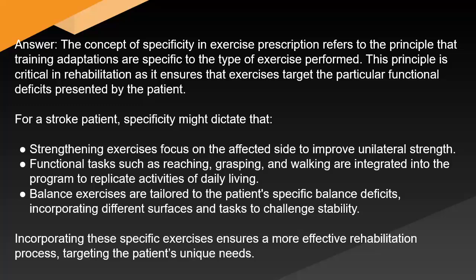by the patient. For a stroke patient, specificity might dictate that strengthening exercises focus on the affected side to improve unilateral strength. Functional tasks such as reaching, grasping, and walking are integrated into the program to replicate activities of daily living. Balance exercises are tailored to the patient's specific balance deficits, incorporating different surfaces and tasks to challenge stability. Incorporating these specific exercises ensures a more effective rehabilitation process targeting the patient's unique needs.